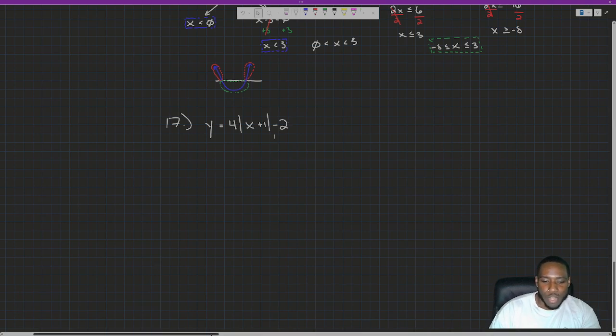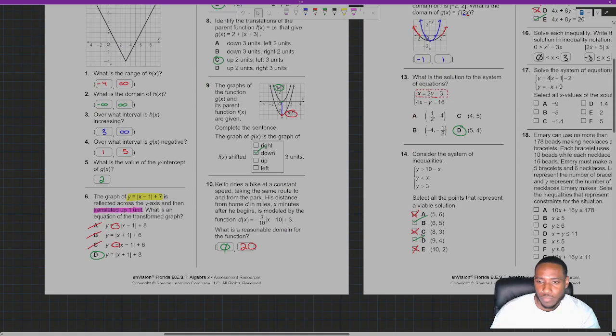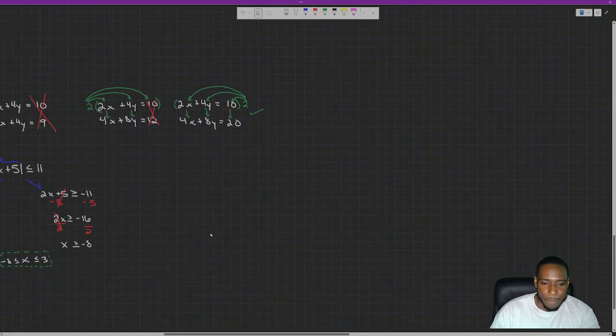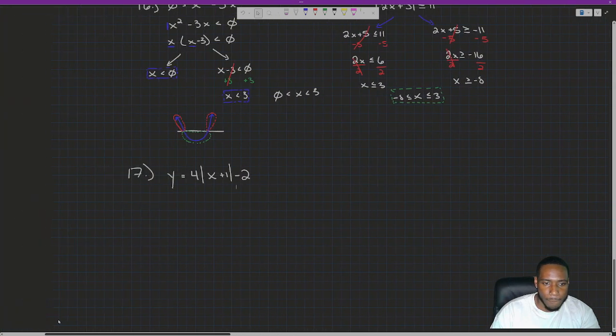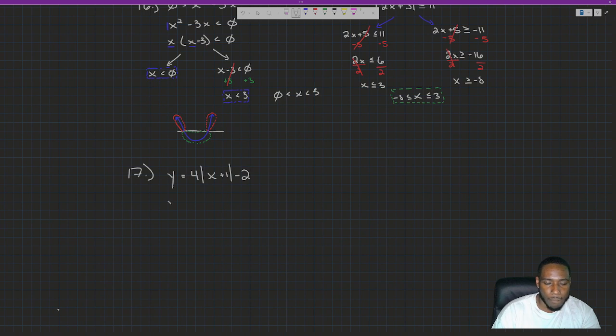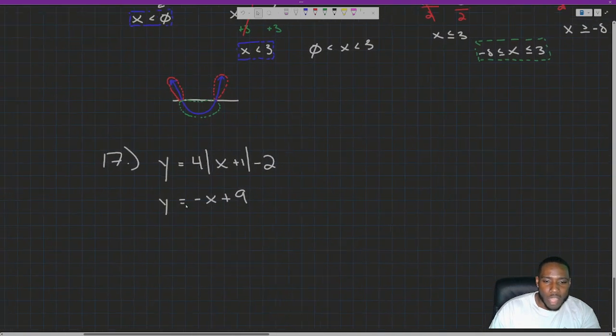And the second equation we're given is y equals negative x plus 9. All right.